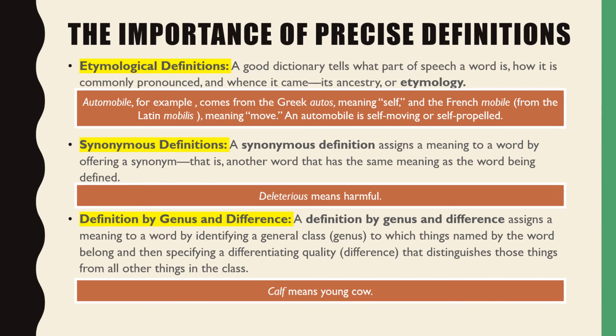Definition by genus and difference assigns a meaning to a word by identifying a general class, genus, to which things named by the word belong, and then specifying a differentiating quality, the difference, that distinguishes those things from all other things in the class. Like for example, calf means young cow. Well, the general term is cow. But if you have a young one, we don't call it young cow, but we call them calf.